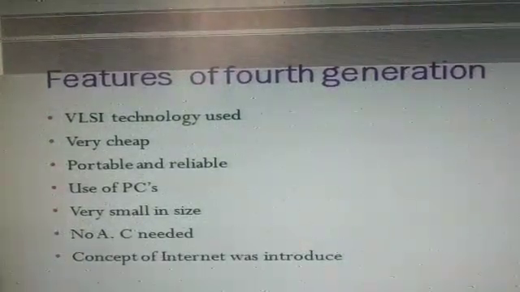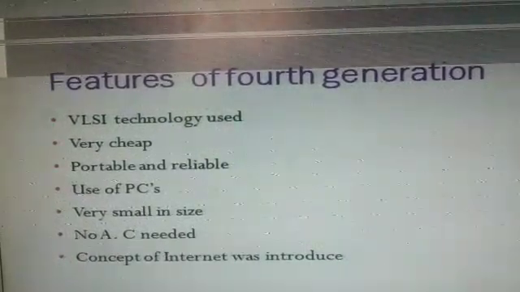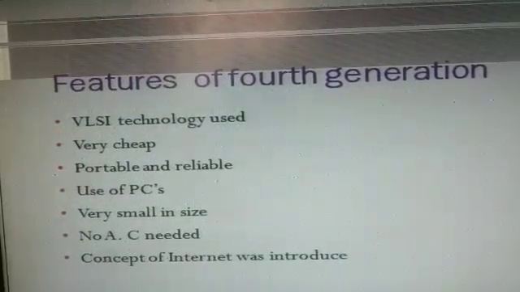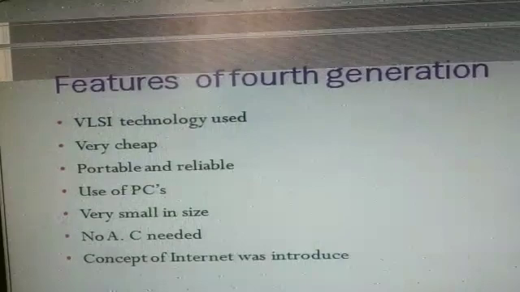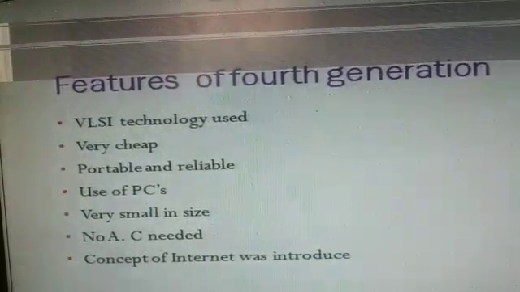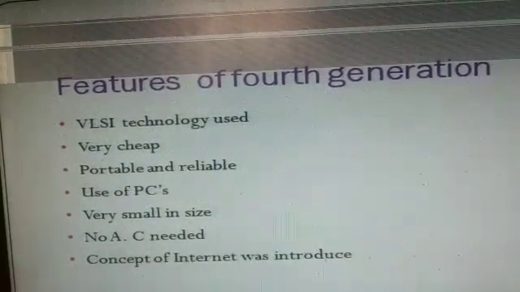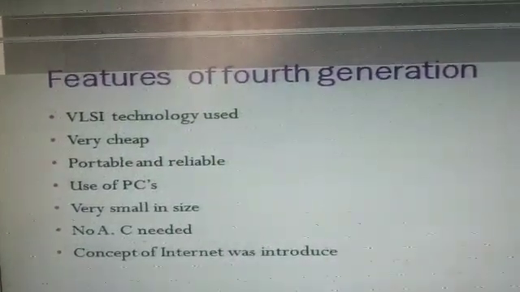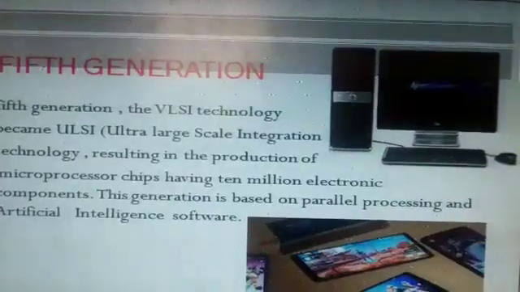Some computers of this generation are DEC 10, Star 1000, PDP 11, Cray 1, Cray XMP. This Cray 1 and Cray XMP, these are the supercomputers. These were also developed in fourth generation.